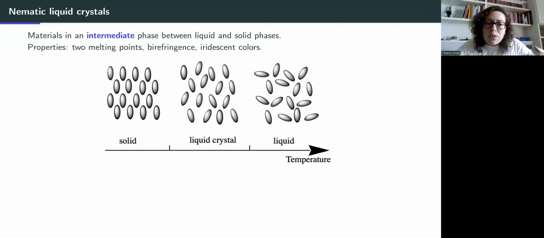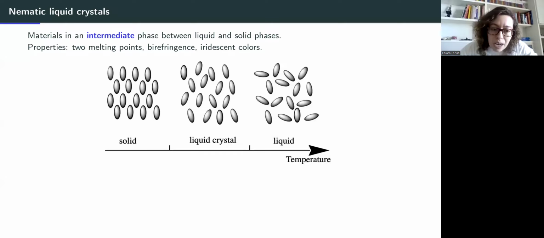They also have some properties that are typical of this phase. They present birefringence, iridescent colors, and they have two melting points, one at 145 Celsius degrees and one at 178 Celsius degrees. So we start from a solid sample, we heat it, and we arrive at the first melting point. We obtain this milky and opaque substance, and then we heat again, we arrive at the second melting point, and we obtain a transparent substance that is in the liquid phase.